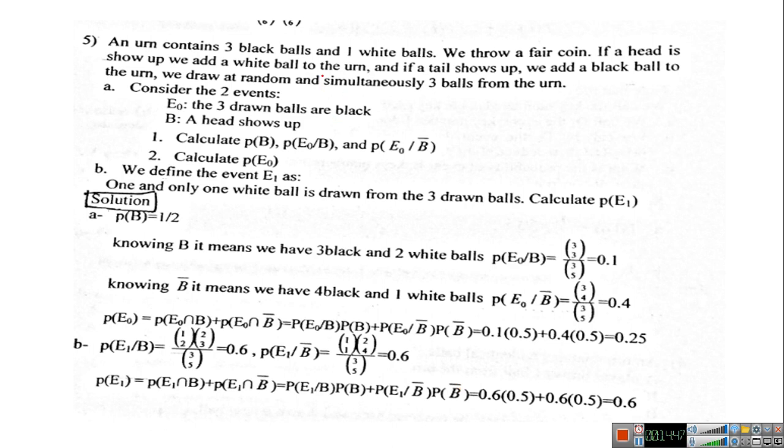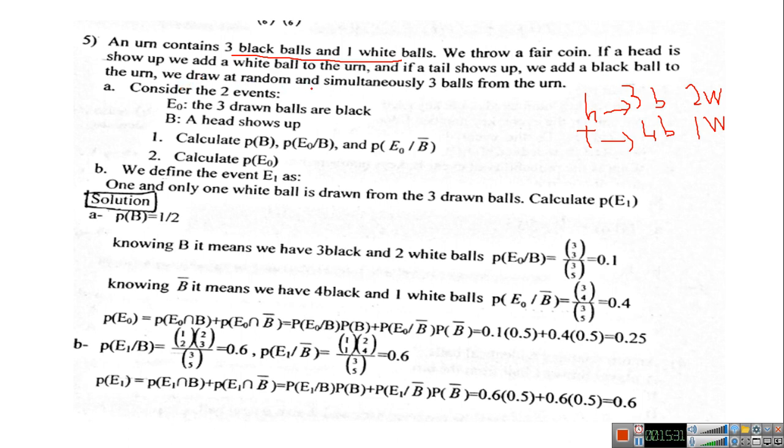An urn contains 3 black balls and 1 white. We throw a fair coin. First, we start with a fair coin. If a head shows up, we add a white, so I have 3 black and 2 white. If a tail, we add a black, so I have 4 black and 1 white. So first of all, we throw a coin, and depending on the coin, what do you add?